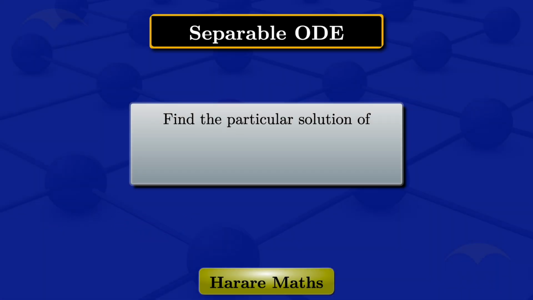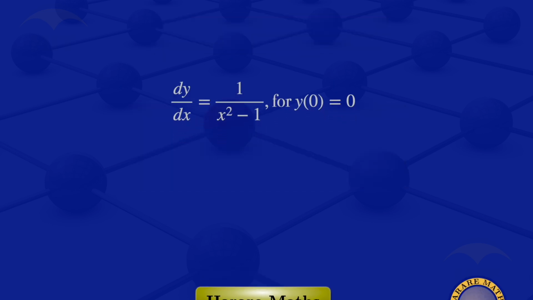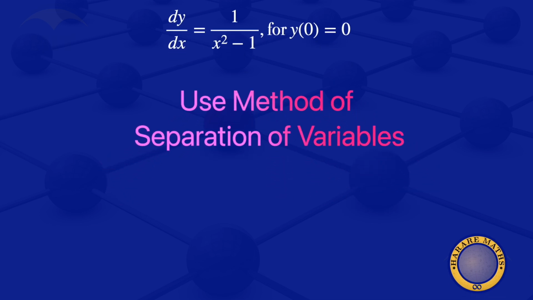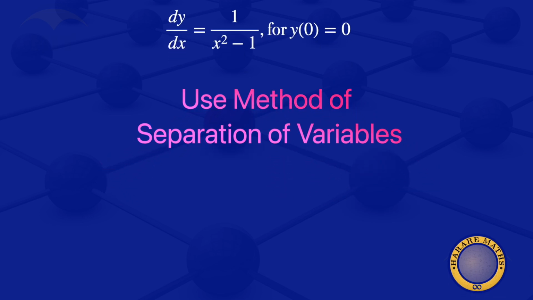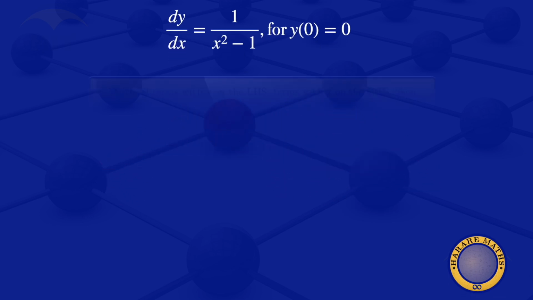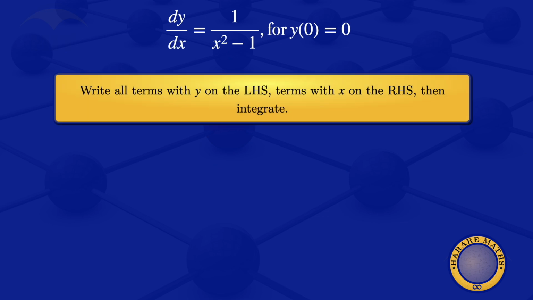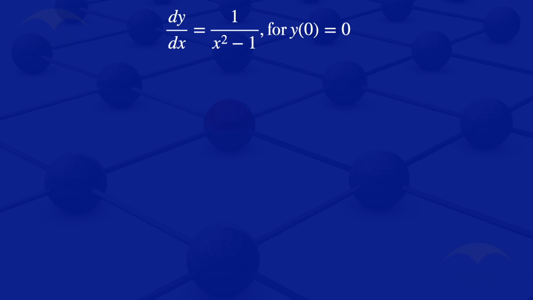To find the particular solution of this differential equation with the initial condition y(0) = 0, we see that this is a first order ODE where we can use separation of variables, just because we can put terms with y on the left hand side and terms with x on the right hand side, and then go on and integrate. So when we do that, we have dy equals 1 divided by x squared minus 1 dx, and then integrate on both sides.